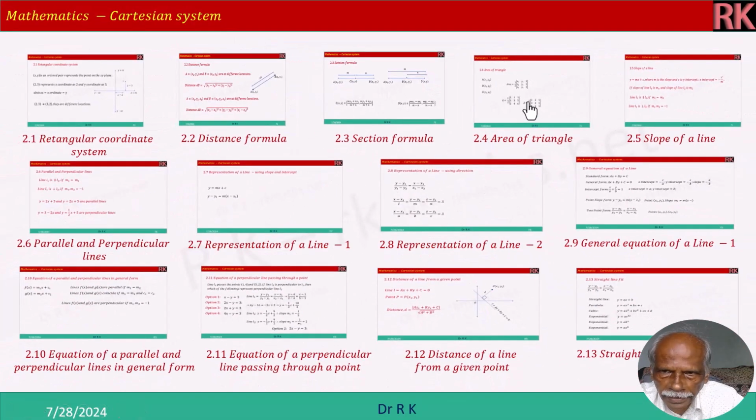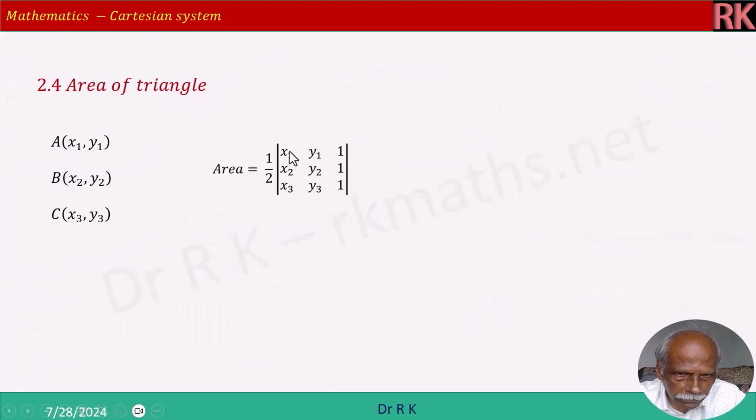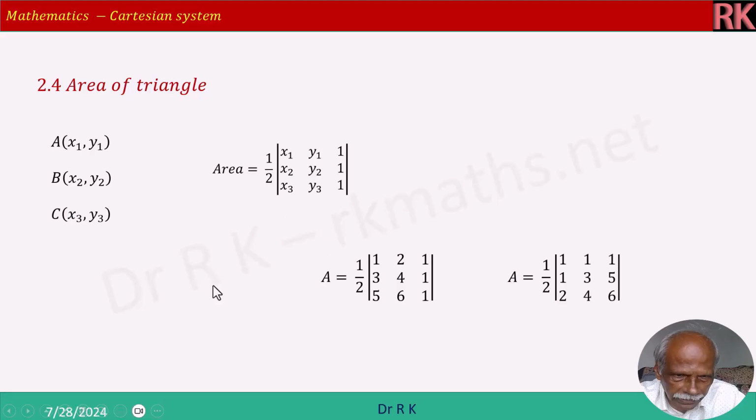Now we will see the area of the triangle. A, B, C are the vertices. The area is given by 1 by 2 times the determinant. You take all the x values in the first column, y values in the second column, 1, 1, 1 in the third column. So you can find the area like this. You can also find it by transposing this: 1, 1, 1 in the first row, x coordinates in the second row, y coordinates in the third row, and you will get the same result.